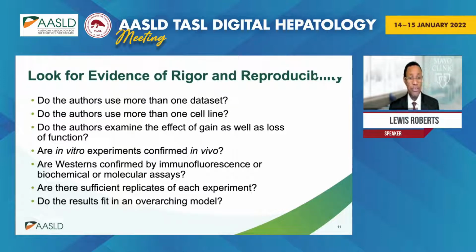And finally, do the results fit in an overarching model? Can we take the results of, for example, different pathways, tie them together and show, using different checks, that indeed protein A causes changes in protein B, which in turn causes changes in protein C that are reproducible?